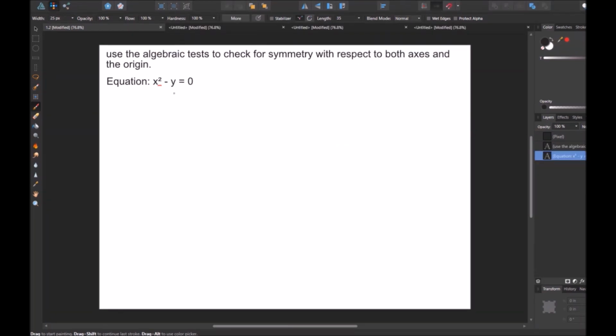Okay, so for this next question, we are asked to use the algebraic tests to check for symmetry with respect to both axes and the origin. The equation we're given is x squared minus y equals 0. Now, I want to go over the algebraic tests really quickly just to make sure we're on the same page. When it says check for symmetry with respect to both axes and the origin, it wants us to check for symmetry with the x-axis, symmetry about the y-axis, and symmetry about the origin algebraically.